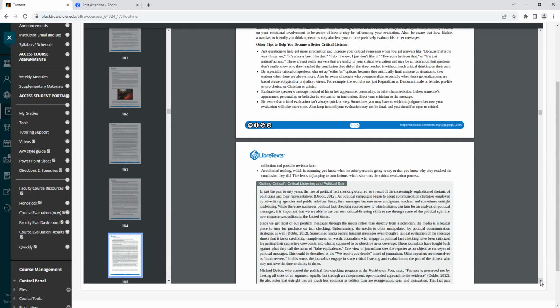Also, keep in mind your evaluation may not be final, and you should be open to critical reflection and possible revision later. Avoid mind reading. This is assuming you know what the other person is going to say or that you know why they reached the conclusion they did. This leads to jumping to conclusions, which shortcuts the critical evaluation process.